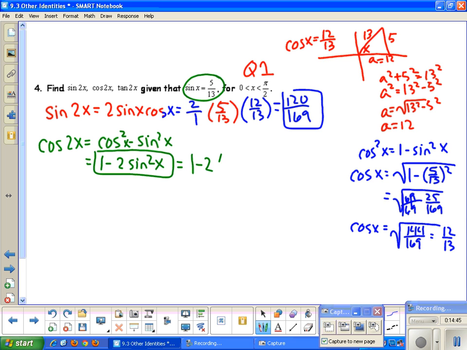So 1 minus 2 times sine squared, which would be 5 over 13 squared, is what I'm really solving.